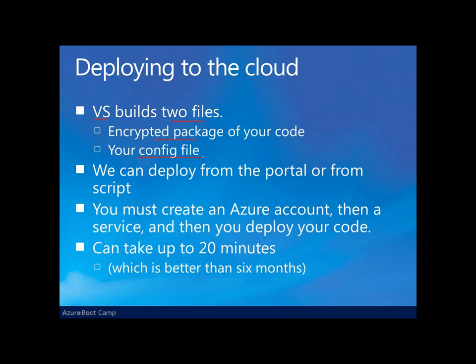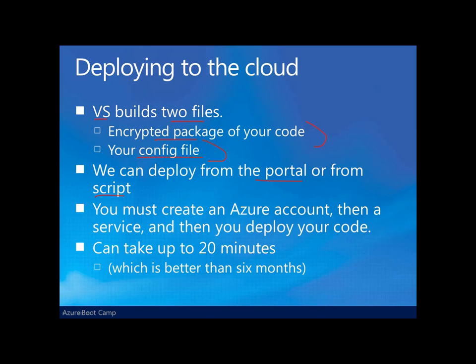If you recall, when we explored in Chapter 1 how the application was actually deployed, we talked about how Windows Azure saw our application as two things. The service, which essentially is that encrypted package of code, and the model, which is the information contained inside that configuration file. Once we've got those two files, we can deploy the application either through the Windows Azure portal, which is what we'll show you here today, or via script.